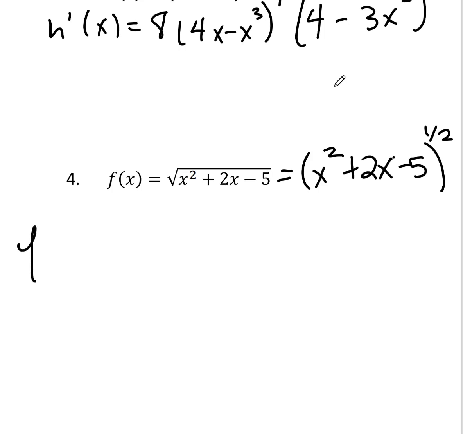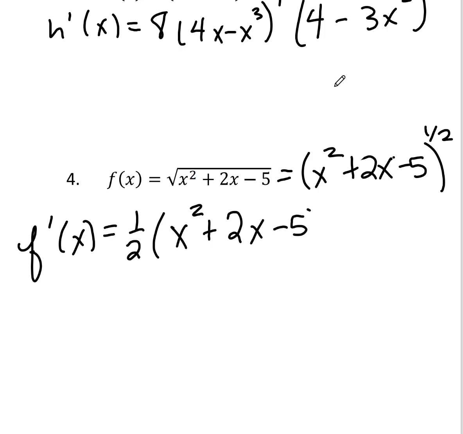When I take the derivative, f prime of x, the half comes down. I have x squared plus 2x minus 5. When I subtract 1, think 1/2 minus 1 is negative 1/2. So be careful with your exponents, especially when they get different, like negatives or fractions. You want to be super careful. The derivative of x squared plus 2x minus 5 is 2x plus 2. Okay, lots going on here.